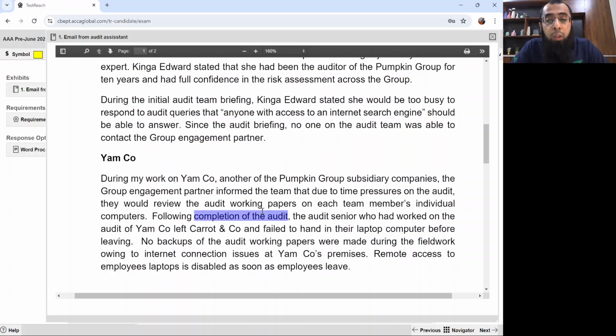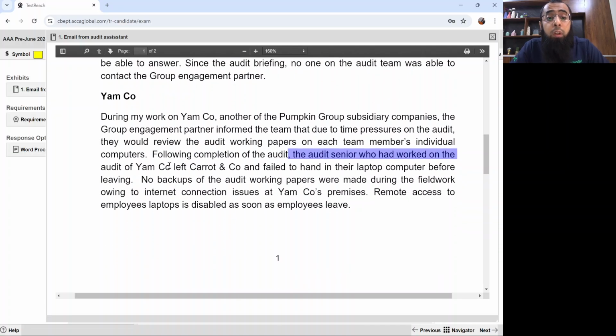Following completion of the audit, the senior who had worked on the audit of Yam Company left Keratin Company and failed to hand in their laptop computer before leaving. No backups of the audit working papers were made during the fieldwork owing to internet connection issues at Yam Company premises. Remote access to the employee's laptop is disabled as soon as the employee leaves. Like, what type of audit is going on? Audit senior left, the data was not transferred, there were no regular backups. What is going on?